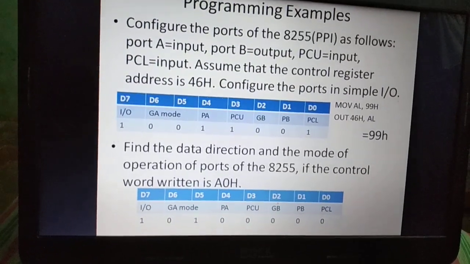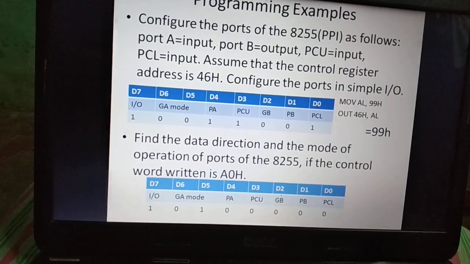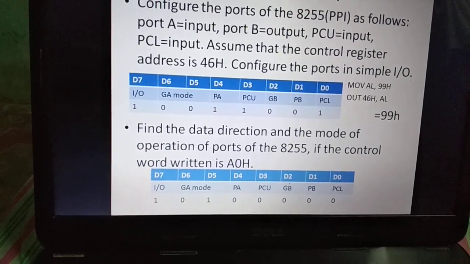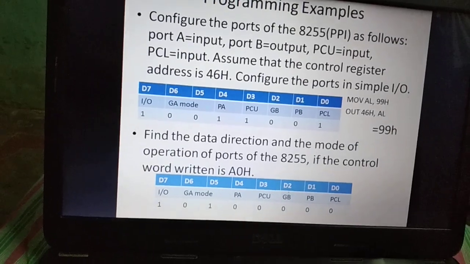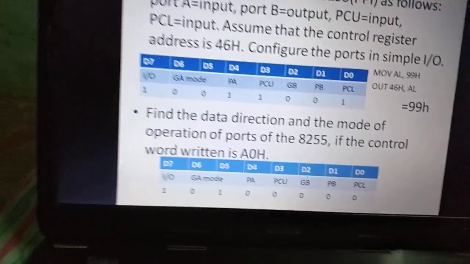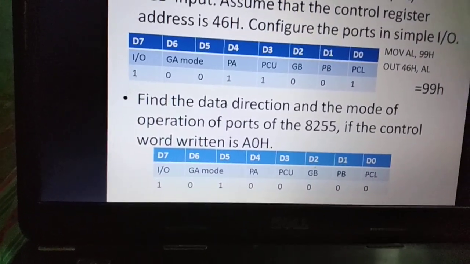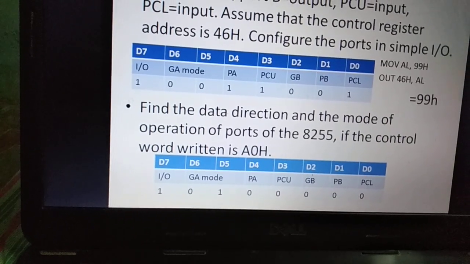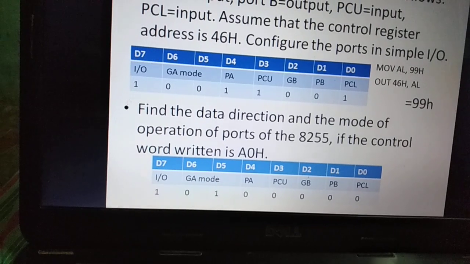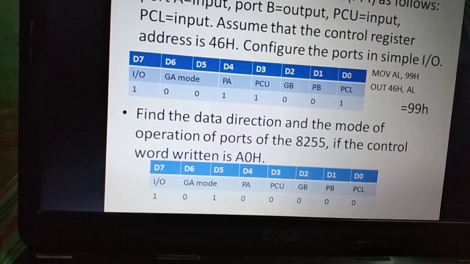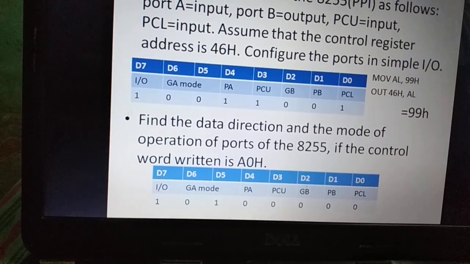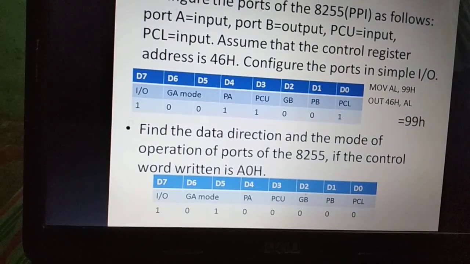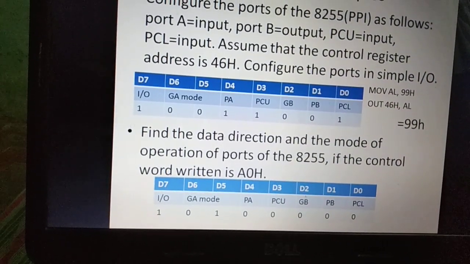Now in the second example, we are given that the command is A0H. We need to find out how the ports are programmed. When A0H is written in binary, you can see that D7 is 1. That means it is used in IO mode. Now we need to see the modes of group A and group B. Group A mode is given by the bits D6 and D5. You can observe that the value is 0, 1. That means we are using mode 1.